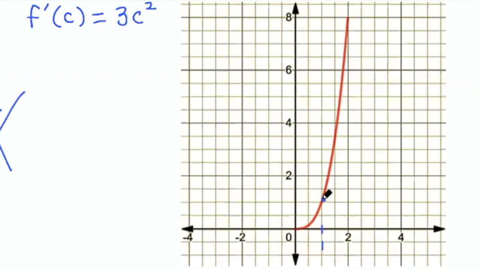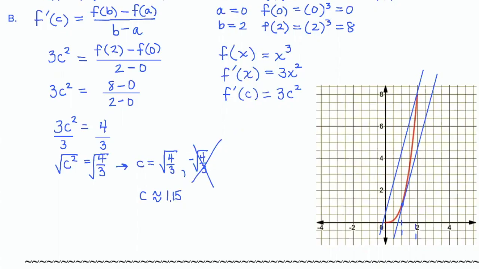So what I have determined is at this point, if I draw the tangent, it'll be parallel to the secant. First, I'm going to attempt to draw my secant, like so. And now I'll draw the tangent. And it does appear that the tangent that's located at that C value is in fact parallel to the secant through the endpoints. Okay, so that's what mean value theorem does.